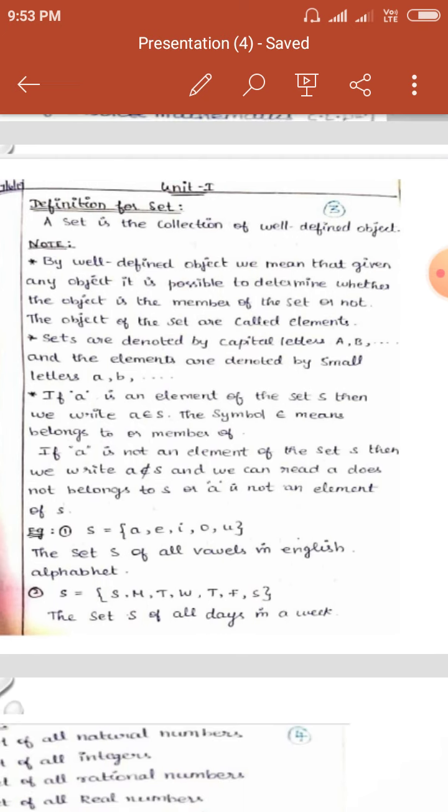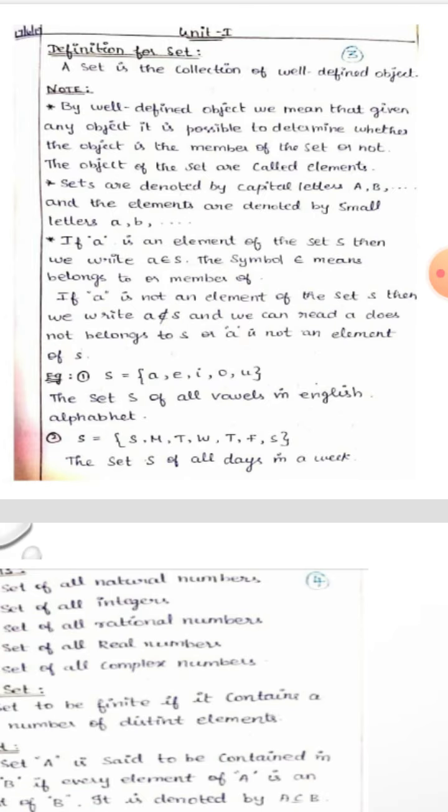See the first example, S is equal to the set of all a, e, i, o, u. We know that a, e, i, o, u are vowels. So S is equal to the set of all vowels in the English alphabet.